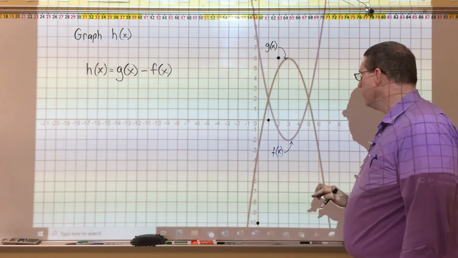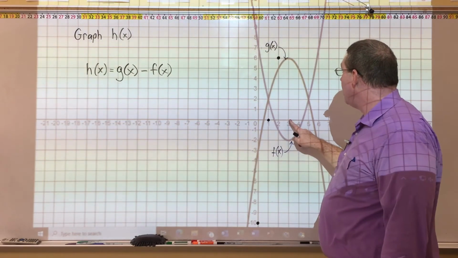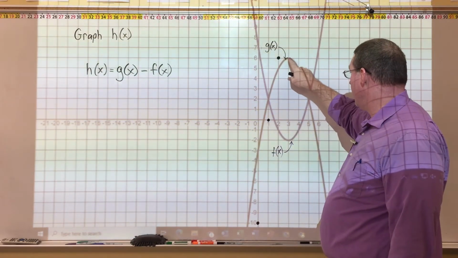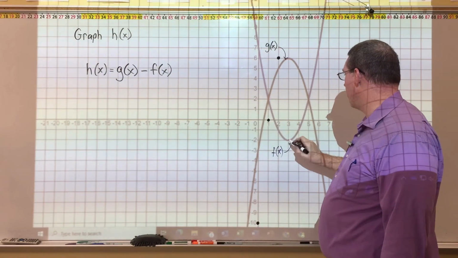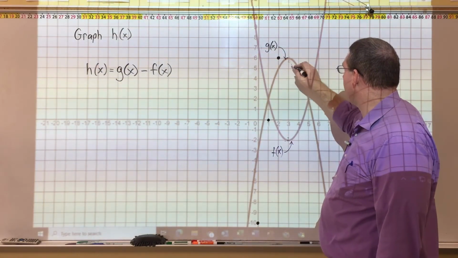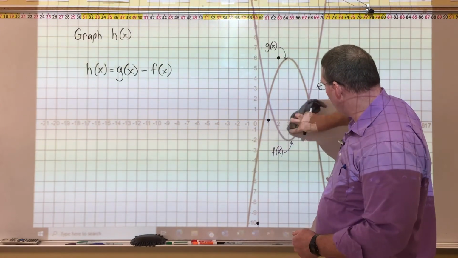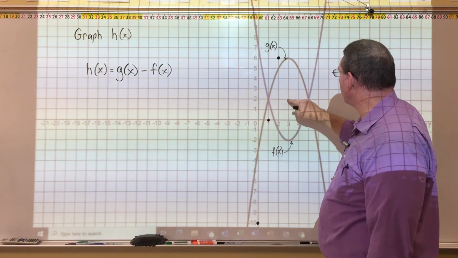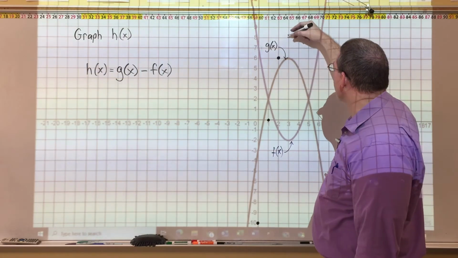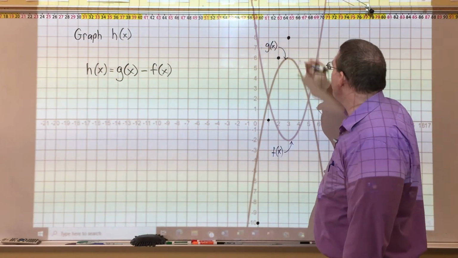Okay. Then we're going to go to 3. g of x is 6, and f of x is -2. So we've got a -2 here and a 6 up here. 6 minus -2, that's 8. So we're going to plot the point 3 and 8. 1, 2, 3, 4, 5, 6, 7, 8. This point right here. There we go.